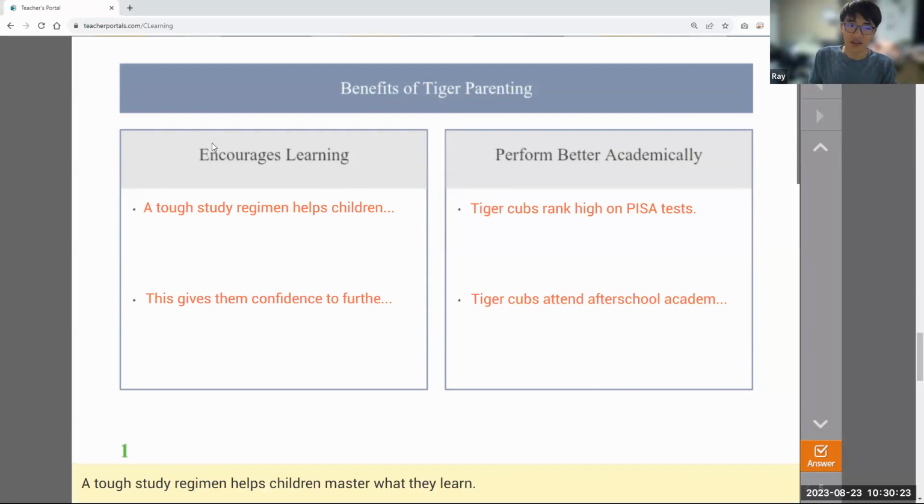It says, encourages learning. Well, a tough study regimen helps children master what they learn. So how does it encourage learning? Well, they can master what they learn. So it's explaining how they learn more. And as the instructor, you do need to know what the answer is, what the WH question is.